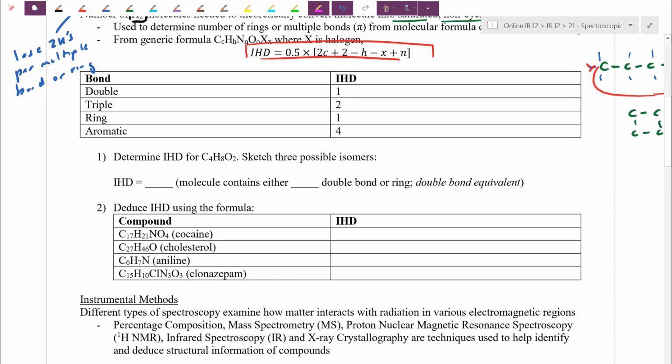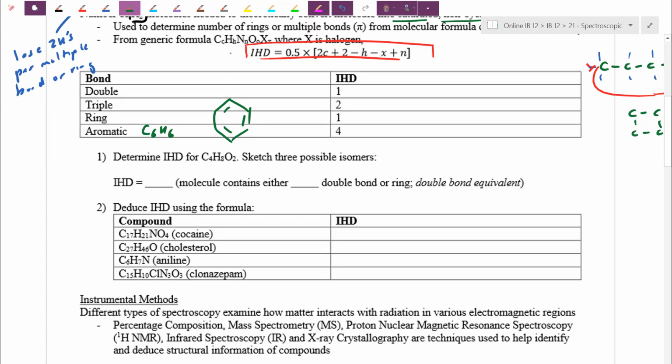So for example, we can take an aromatic. Let's take benzene, C6H6, right? So I have this structure. What I would do is I wouldn't use the formula. I would just go, okay, well, what do I have? I have the equivalent of 1, 2, 3 double bonds, and I have 1 ring. I already knew it was 4 degrees of unsaturation.